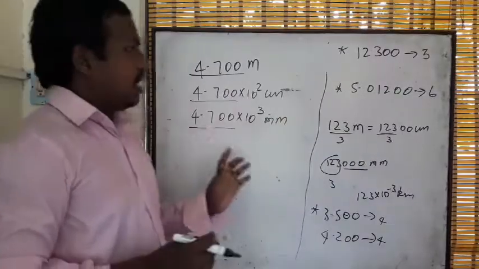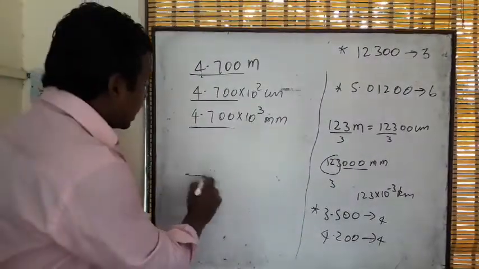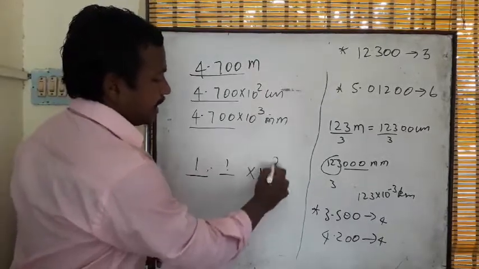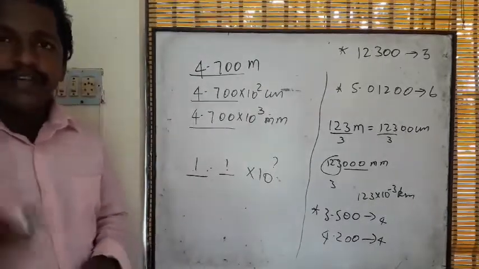When you are doing the conversion, always give one number, then a decimal, another number, then into 10 power something. If you write like this, your significant figure is not going to be affected.